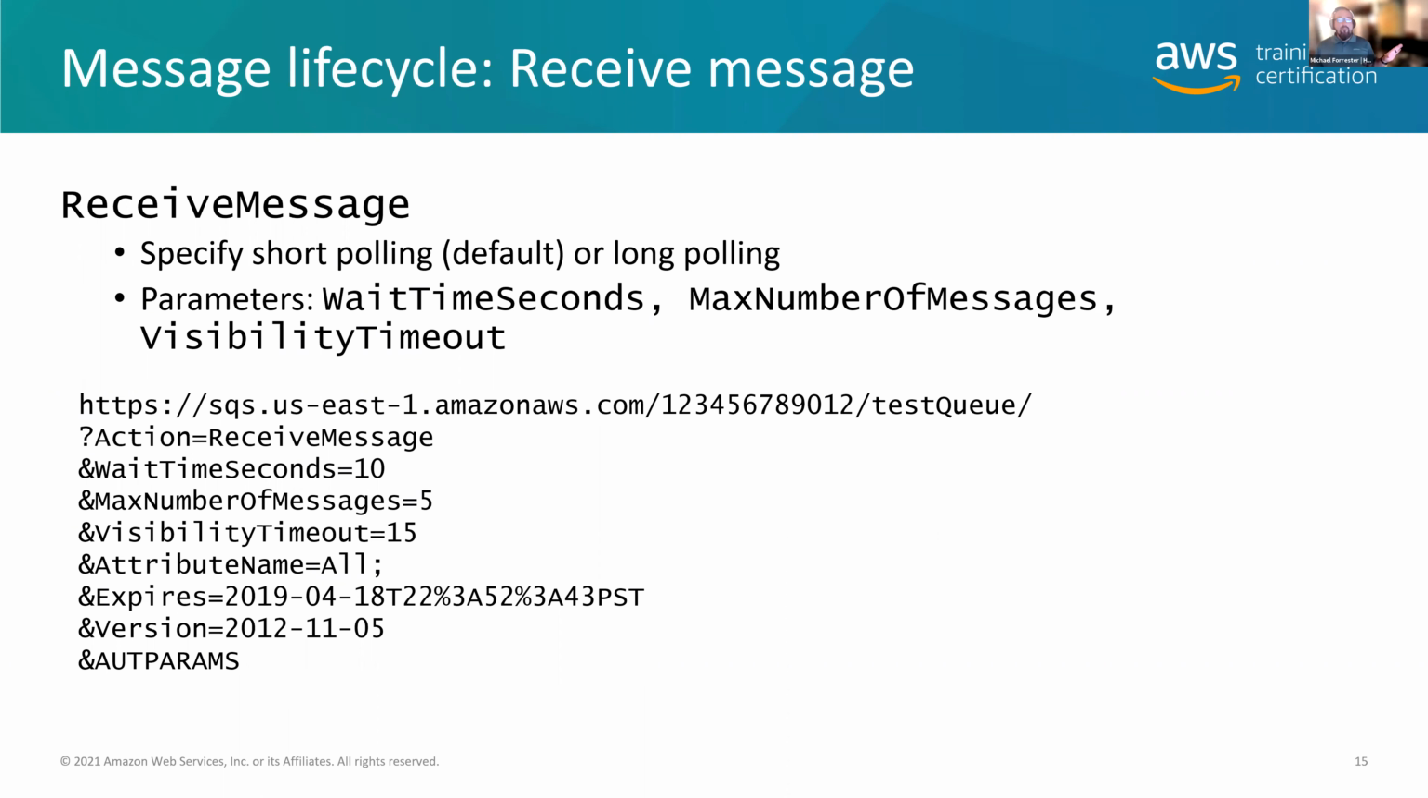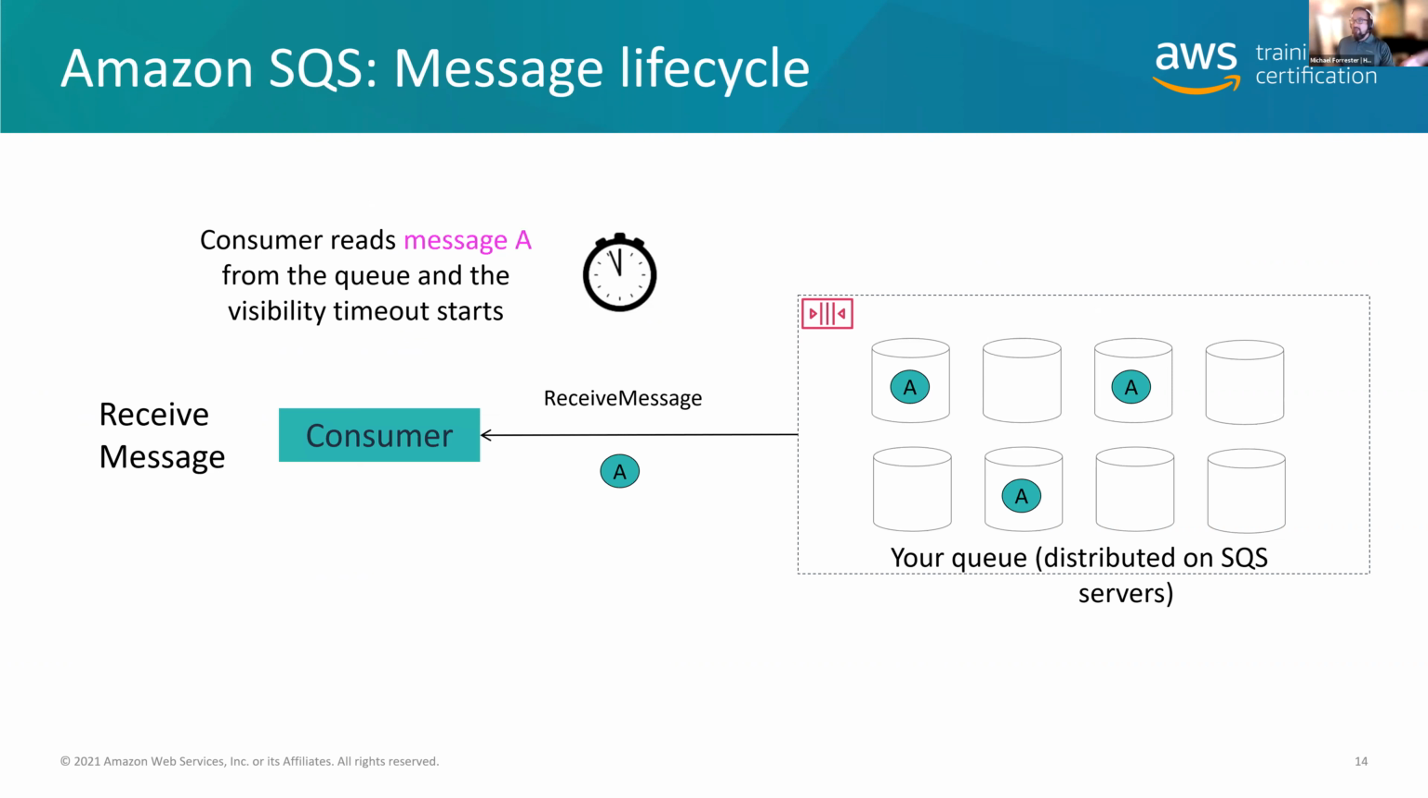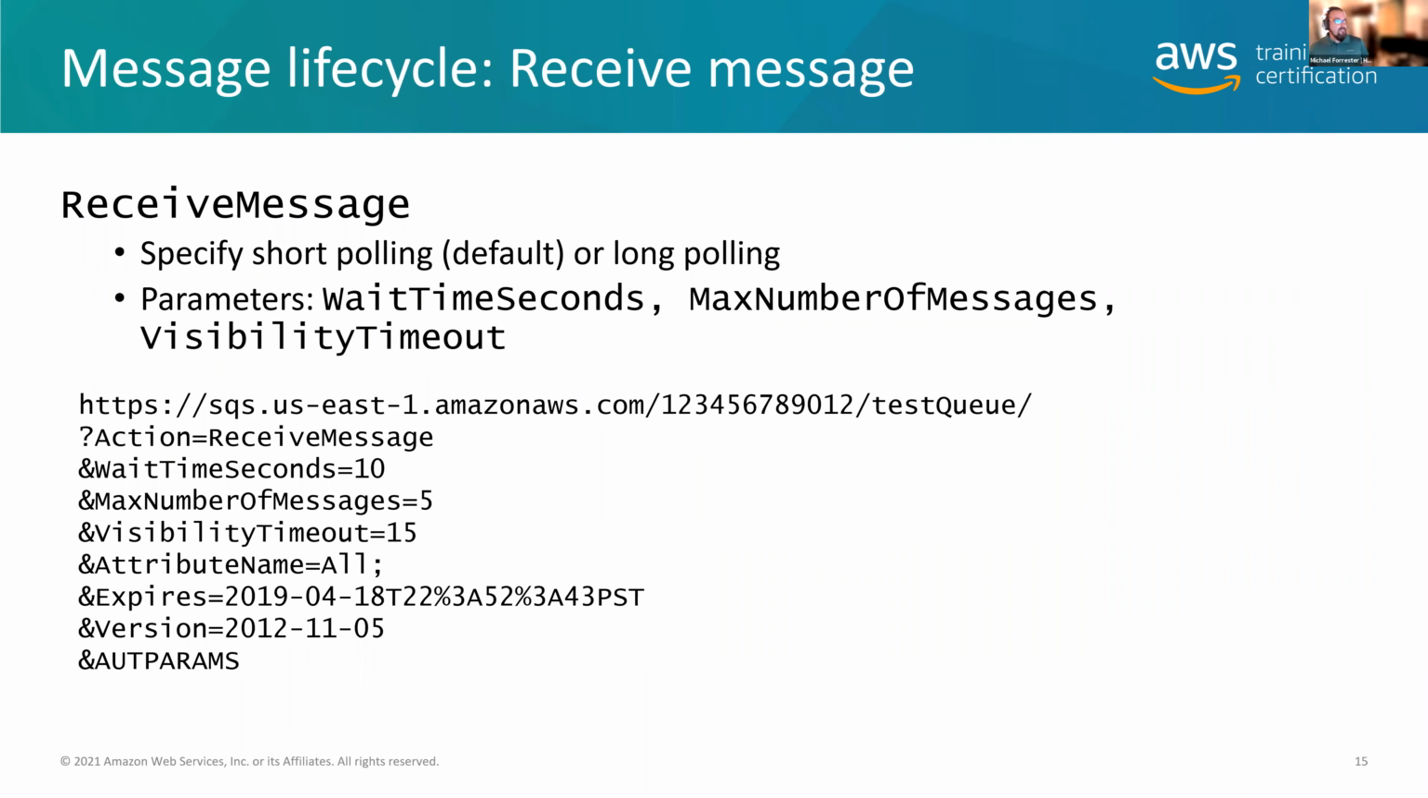Remember that short polling is the default way to do it, which just checks a subset of all these servers. Long polling maintains a long persistent connection and says, hey, do you have work for me? Talk to everybody and then get back to me, right?